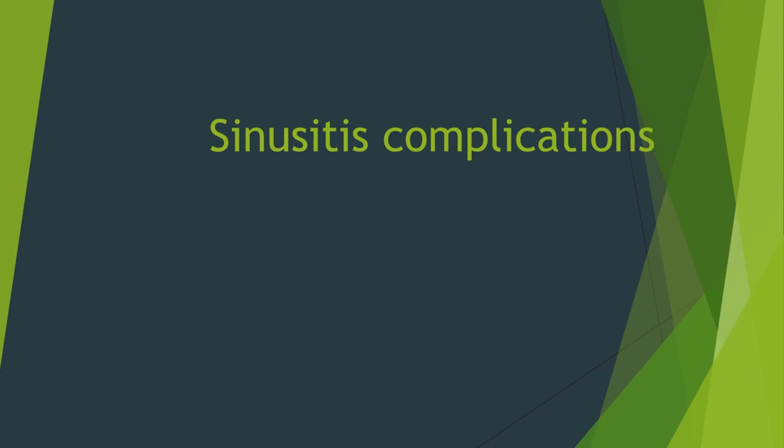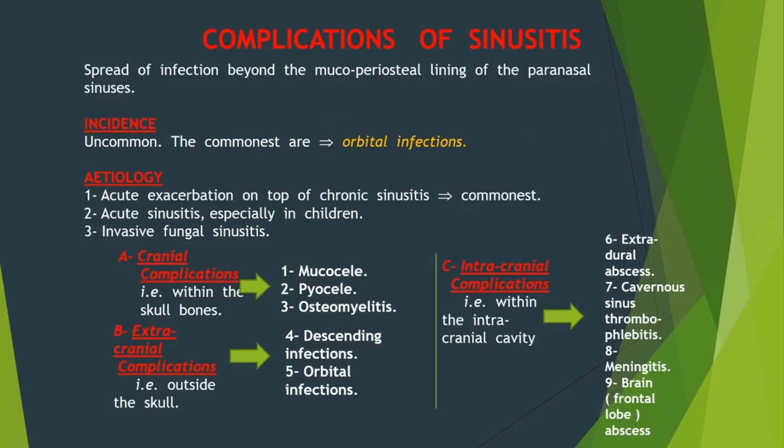Last lesson we talked about sinusitis as acute and chronic sinusitis. Now we'll be discussing complications of sinusitis. So what are the complications of sinusitis? It is the spread of infection beyond the mucoperiosteal lining of the paranasal sinuses. They are uncommon, but the commonest of them are orbital infections.